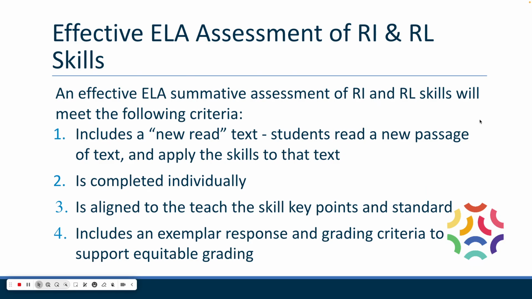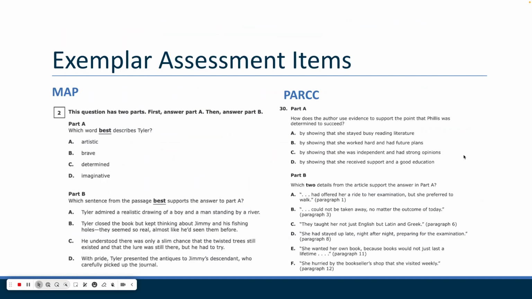In addition, we need to consider what components an effective ELA assessment has. And we know that some of these criteria are in making sure it's a new read, so a text that hasn't been read by students before. We want to make sure it's done completely individually, that it's aligned to the teach the skill key points, and that there's an exemplar response and grading criteria so that the assessment is equitable. So let's take a look.